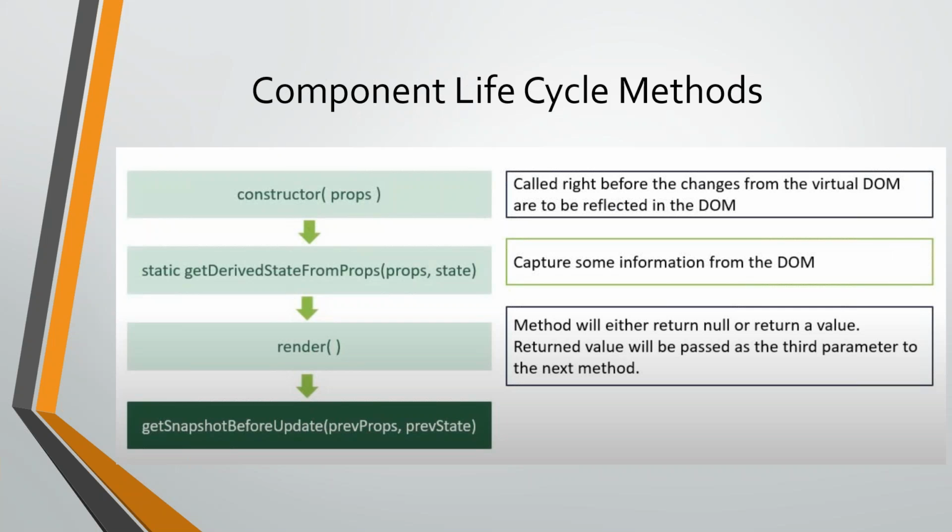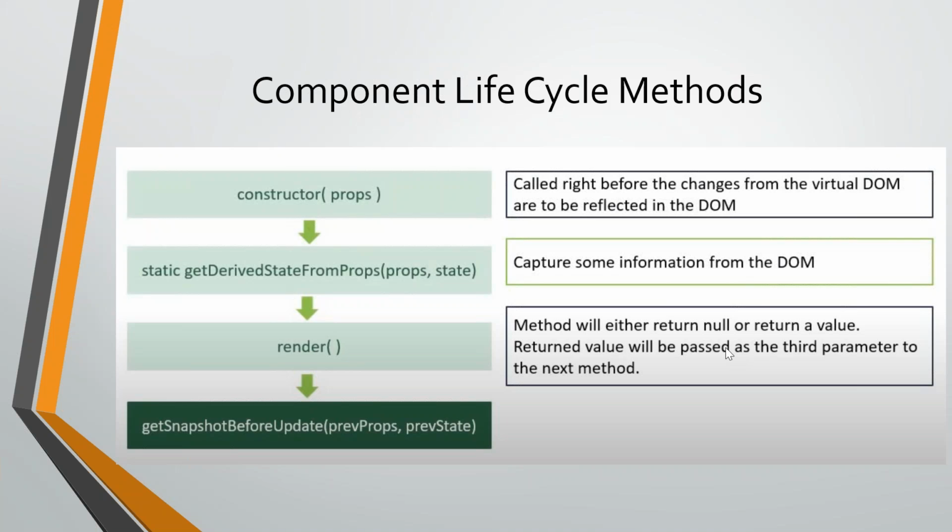You want to check the data of the previous screen, previous state, and the current screen, current state is anyway accessible in the program. Okay, so getSnapshotBeforeUpdate has previous props and previous state. Okay, and this.state will actually give you the existing state of the thing, and then you can compare. Okay, and you can actually render the state. Good with that? Capture some information from the DOM. This method will either return null or return a value. The return value will be passed as the third parameter to the next method.